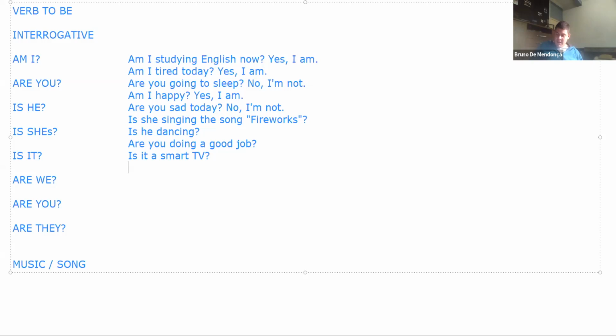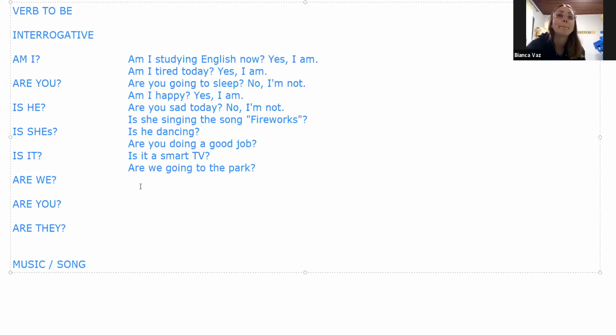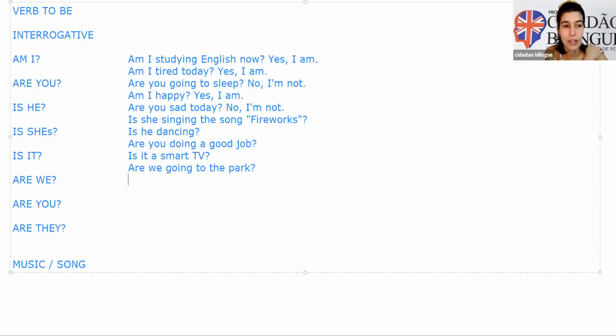Are we doing our homework? Can you repeat, please? Como é que eu viajei, teacher? Are we going to the park? Very good. What else? Bruno, do you want to share your example? Is he? Yes, Natalia?